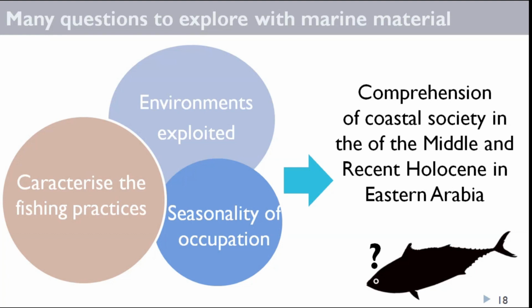The first one was how to characterize the fishing practice. What kind of fish did this population eat, in which quantity, and what kind of environment was exploited. Was it the open sea, the reef, the mangrove, etc. And the third one was about the seasonality of occupation of these sites.